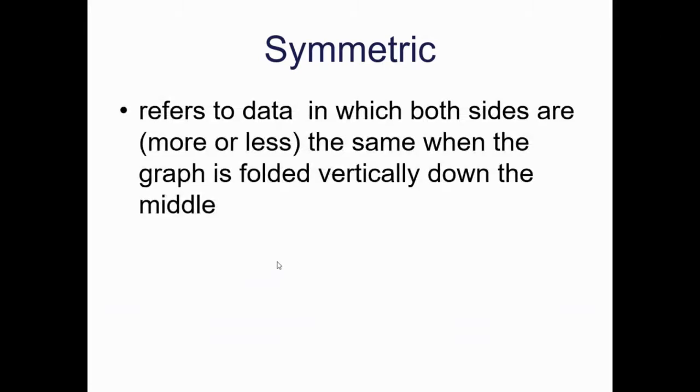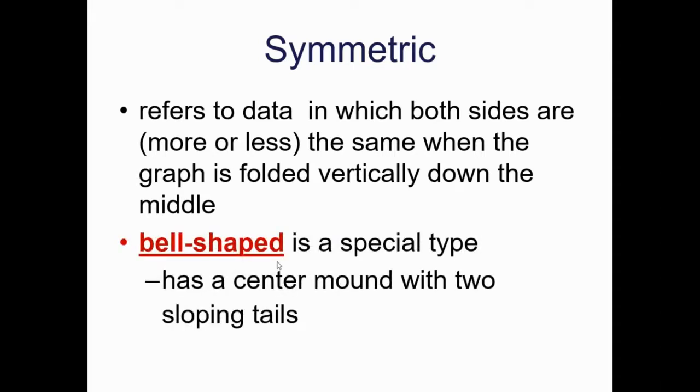So first, symmetric. What's it mean for something to be symmetric? It's identical on both sides. That's right. It refers to data in which both sides are more or less the same. They may not be exactly the same, but they're pretty darn close. If you can fold it down the middle and it will pretty much line up, it's symmetric. Usually these are bell-shaped. They're a special type. They have a center mound with 2 sloping tails.